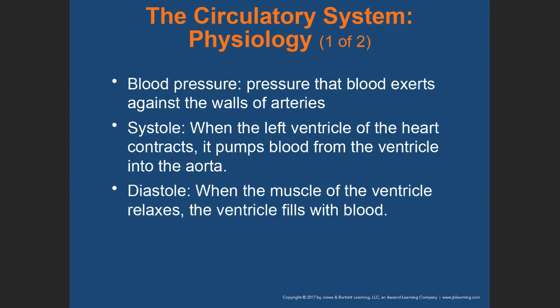Now, the circulatory system physiology. Blood pressure is based on cardiac output, which is heart rate times stroke volume: how fast the heart is beating times the amount of blood being ejected with each beat. Blood pressure is the pressure that blood exerts against the walls of the arteries. And there are 2 phases to the blood pressure. You have what is referred to as the systolic phase and the diastolic phase. And blood pressure is written as a fraction.